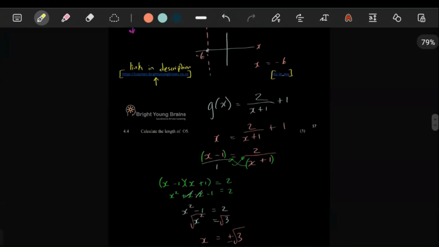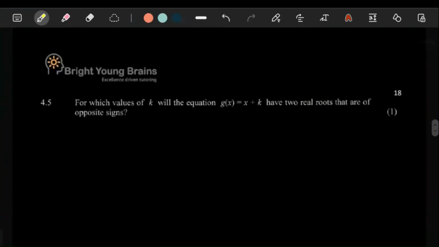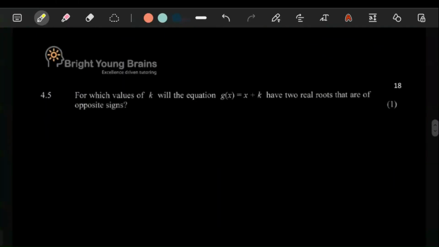Anyways, that's fine. Let's move on to question 4.5. It says, for which values of k will the equation g of x is equal to x plus k have two real roots that are of opposite signs? You can see it's a 1-mark question.